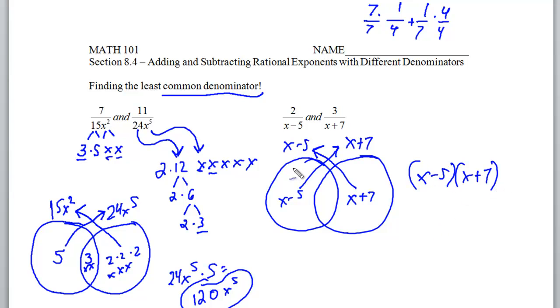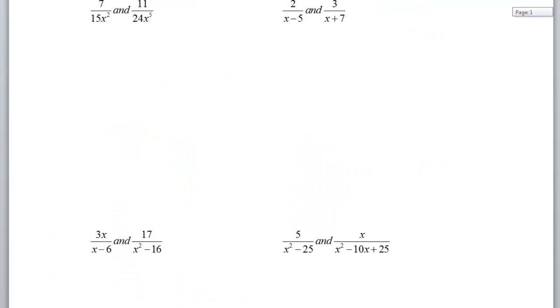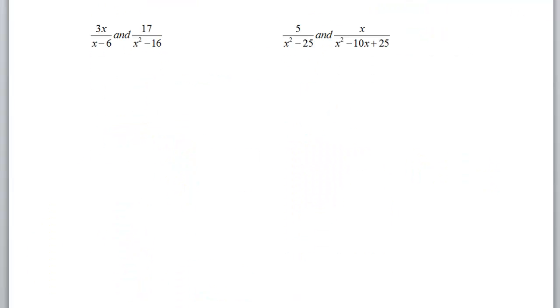The order doesn't matter. See, with the Venn diagram method, you see we have nothing in common. So we multiply this by this, or this by this. It will give us the same common denominator. We're going to practice two more denominators here. Just getting common denominators, not adding yet.